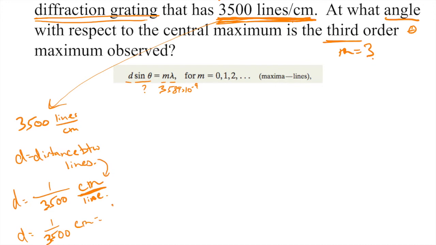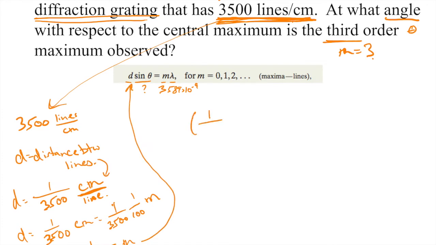So that's 1 over 3,500 and 1 over 100 meters, right? Because there's 100 centimeters in a meter. So it should be getting smaller. Yeah, divided by 100. Okay, great. So what is that? We can just multiply the denominators by each other, and that's 1 over 350,000. All right, and so that's what we got for d.